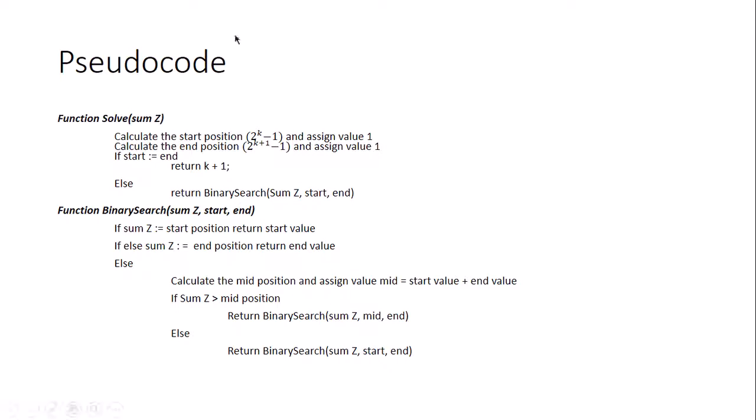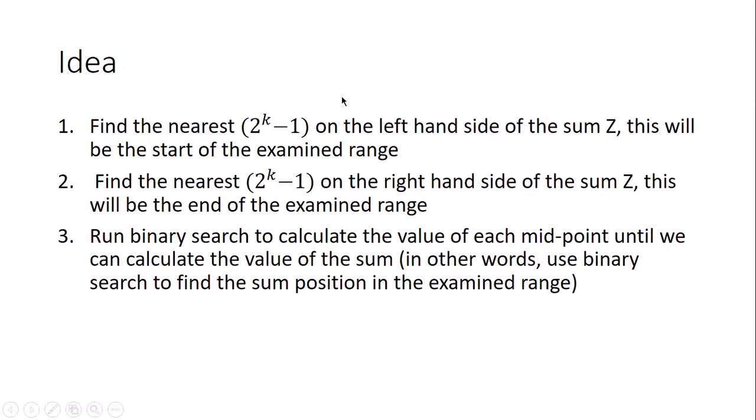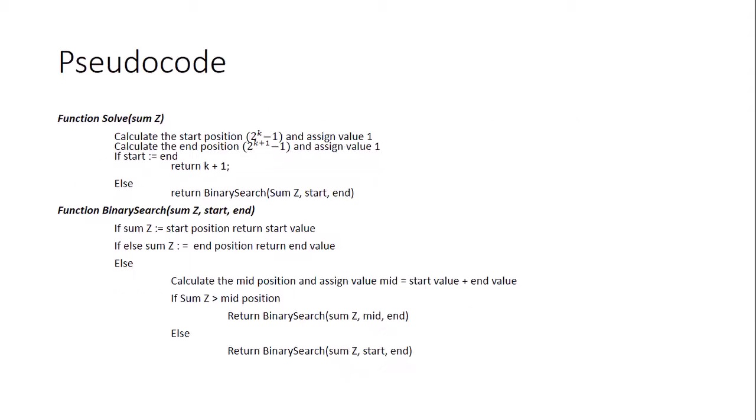Yep. So if you still want to think more about it, you can pause here before I go to my pseudo code. So here's the pseudo code. The function basically has two parts. One is the main one to actually solve it. Calculate the start position, which is 2 to the power k minus 1, and assign value k minus 1 to it. This is the first property we're going to use. There is also one special case: if start equals n, return k plus 1.